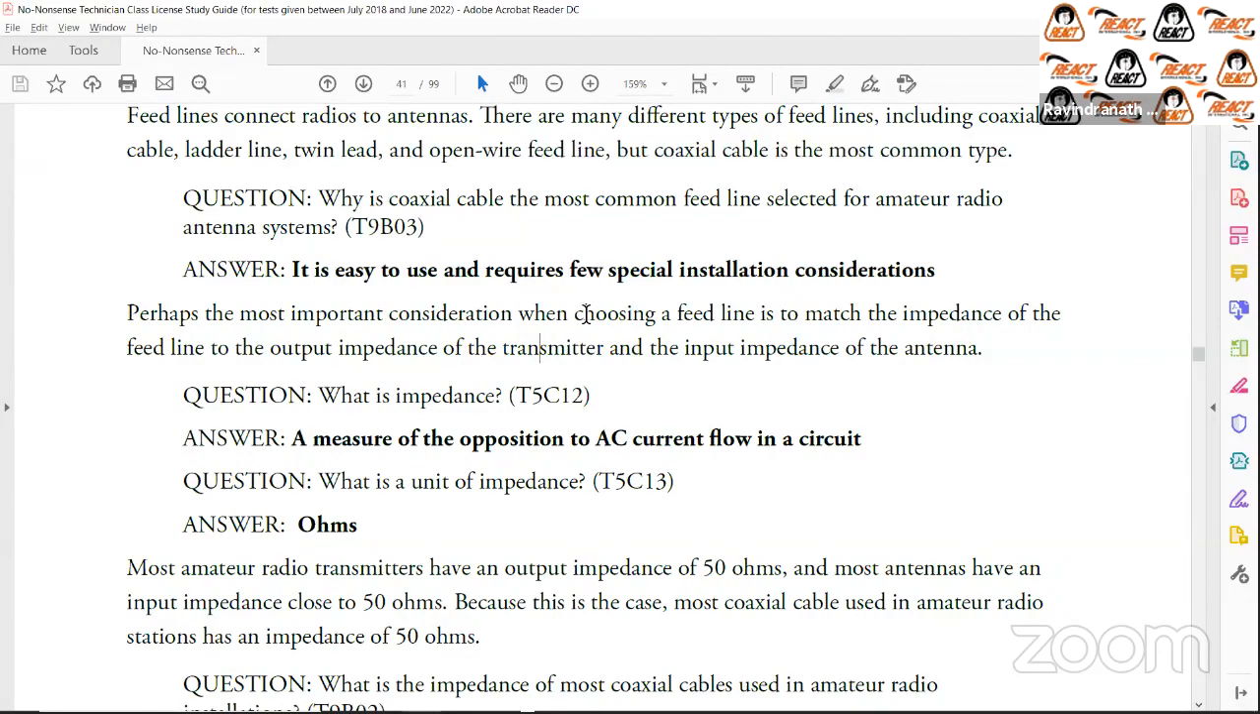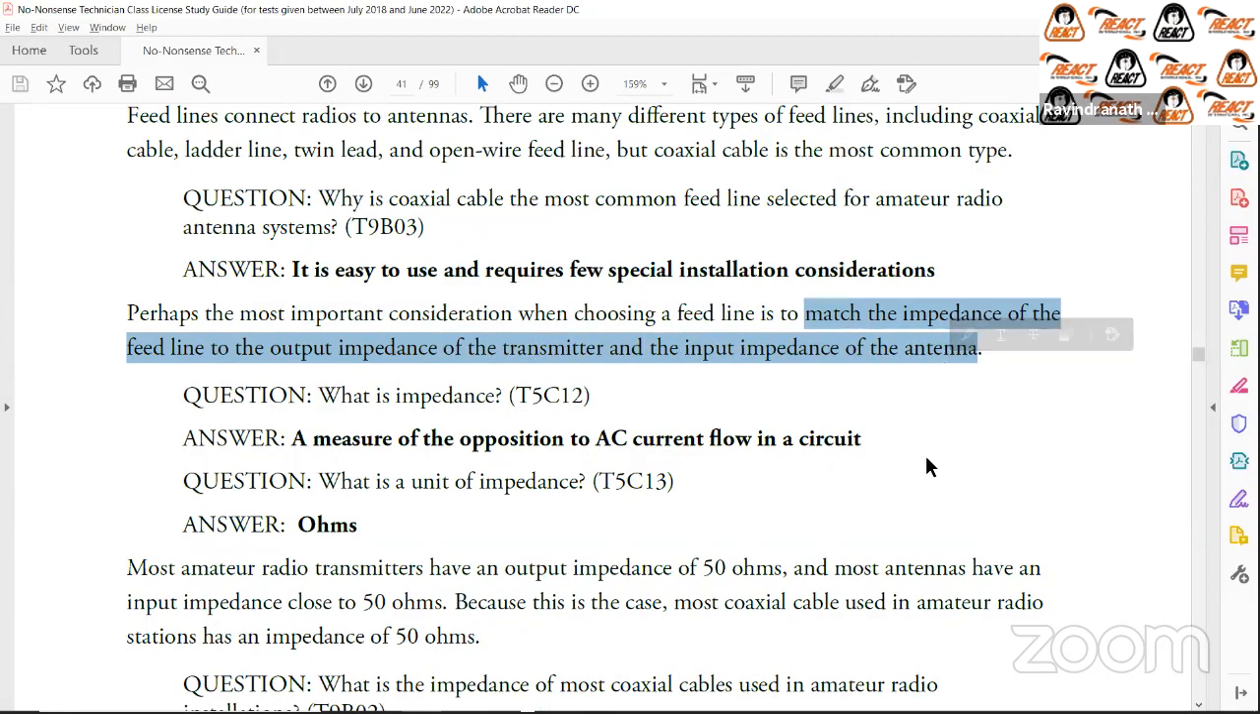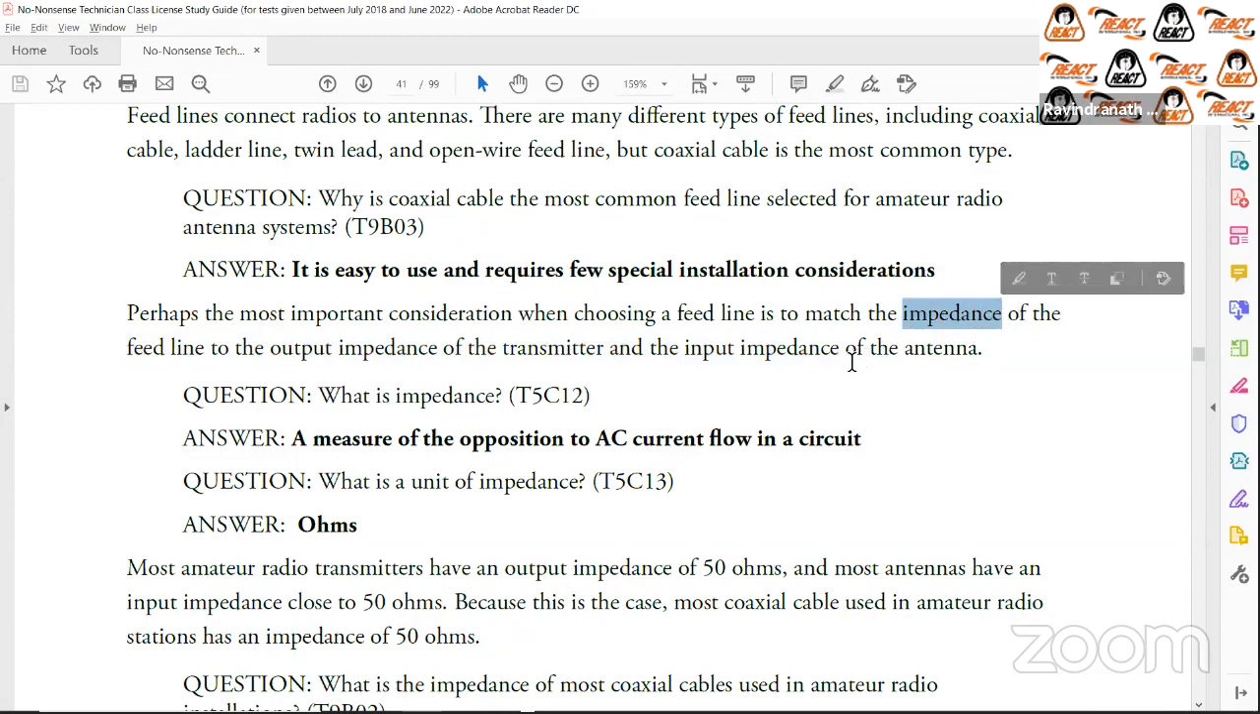Right. So they tell us here that when we are choosing the feed line, an important consideration is to match the impedance of the feed line to the output impedance of the transmitter and the input impedance of the antenna. So remember we said that hams like to matchmake. We are good matchmakers as amateur radio operators, right? So we are matching the impedance of those three things, right?